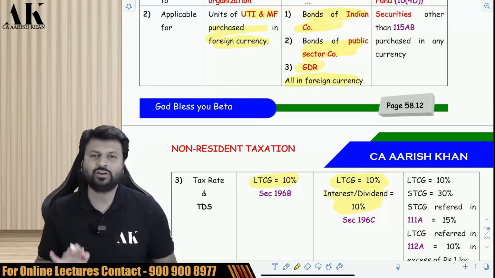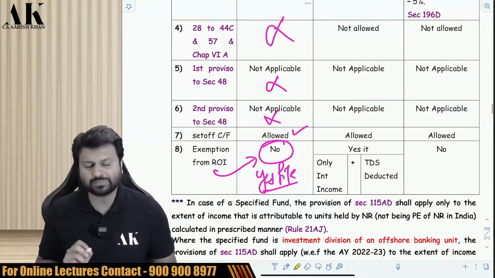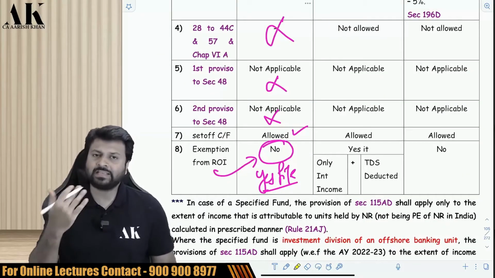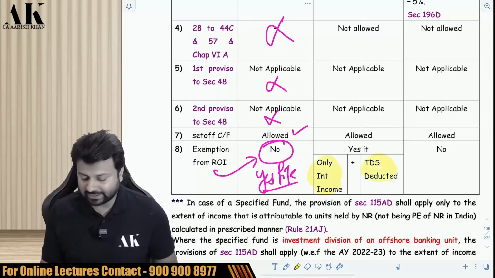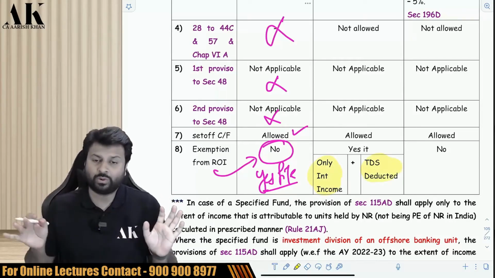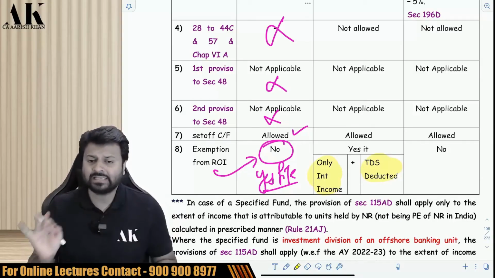Okay. So LTCG is 10% and interest and dividend are also 10%. The rest everything is the same except the last point. In the last point, they are given exemption from filing ROI. If they only earn interest income and their TDS is deducted, they are exempted from filing ROI.